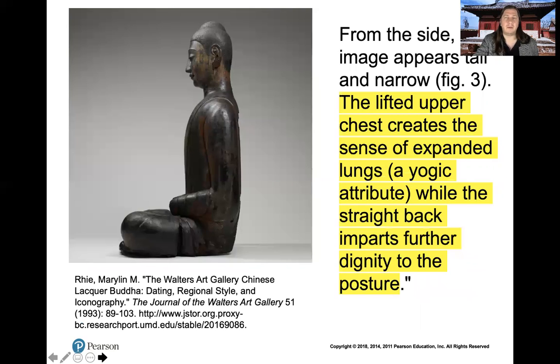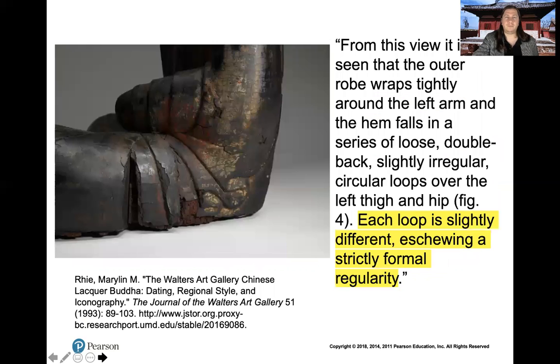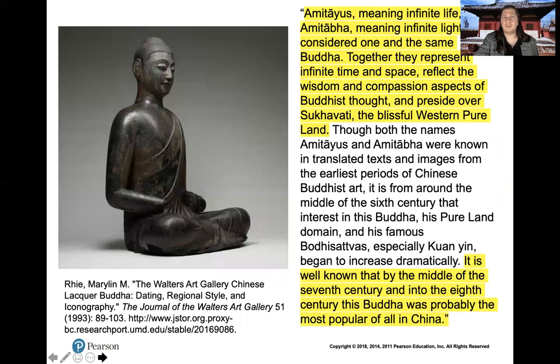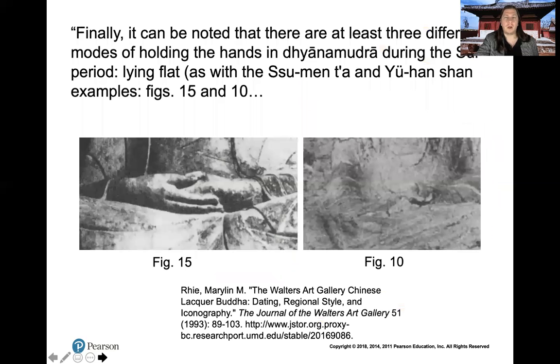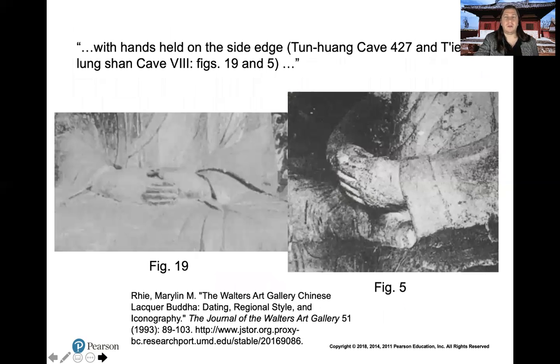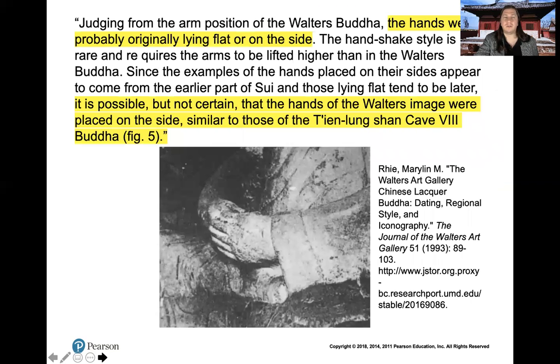And this is just a side view where you can see his lungs expanding from the breath control. And there's a little bit of stylization of the fabric, although each loop of the fabric is unique. So this is a really nice example of an Amitabha Buddha. And just some other examples of the Dhyana mudra from similar sculptures.